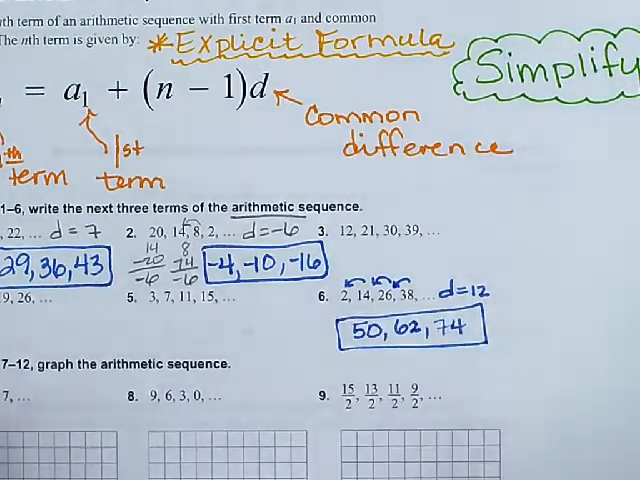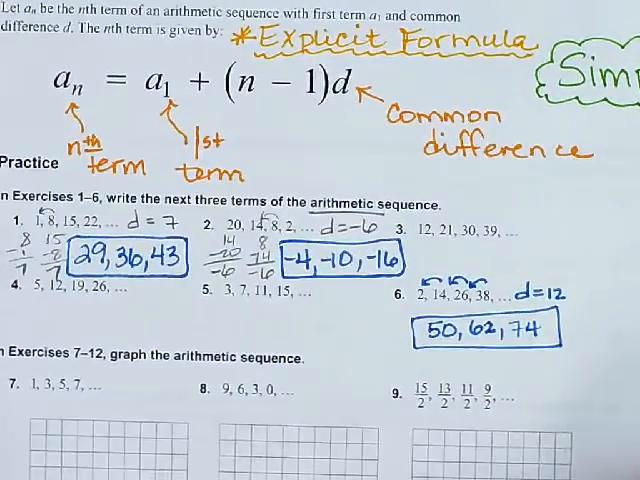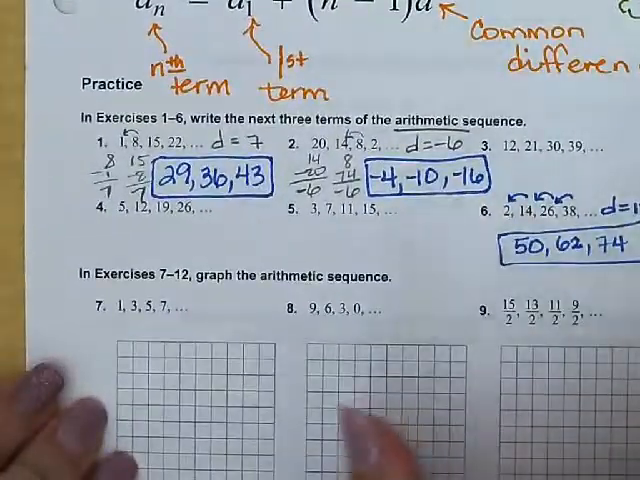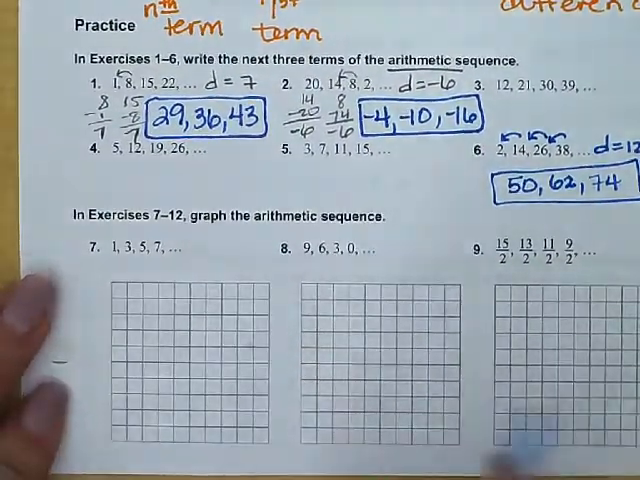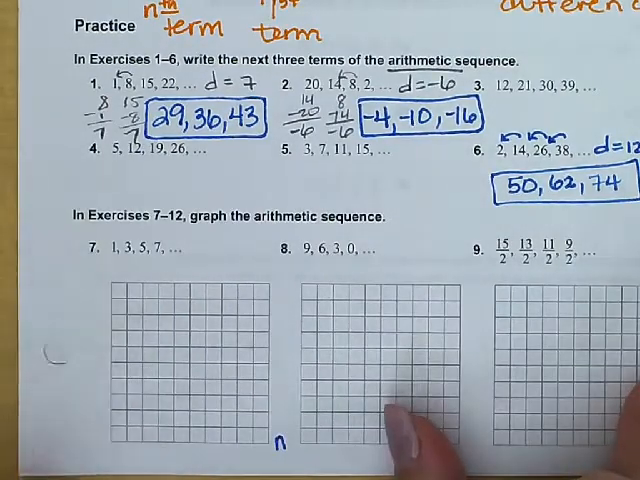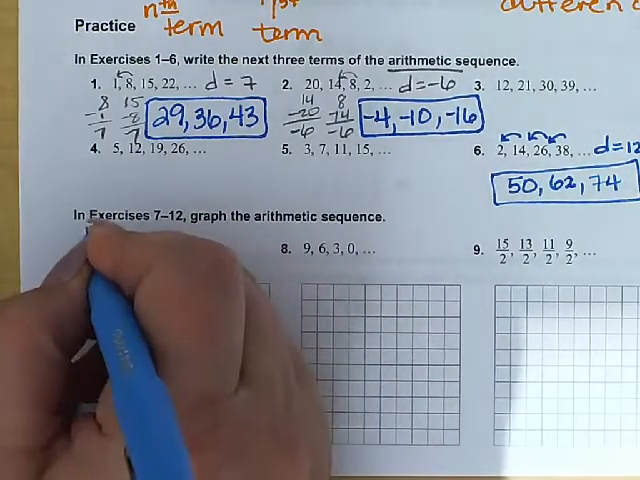Okay, so those are pretty simple. I think you guys probably get the hang of that pretty quickly. Let's talk about graphing. Really similar to what we talked about yesterday. When we graph a sequence, we're going to essentially treat the x-axis, what I'm going to call n here, as the nth term, like the position in the sequence.